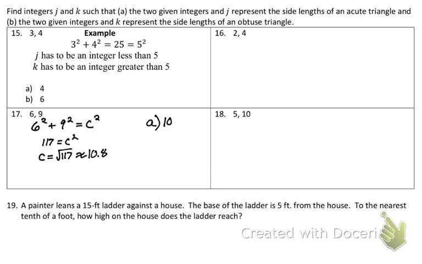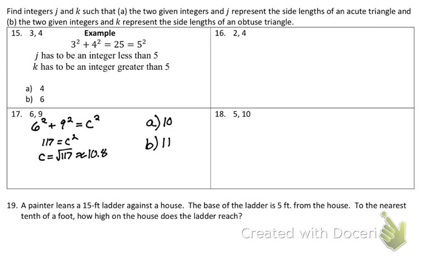Now, to make it obtuse, I need one that's slightly bigger. So I'm going to pick 11. But you could have picked 10.9. You could have picked 11.5. You could have picked 12. As long as it doesn't make a right triangle and it's bigger than what would make a right triangle. It'd be a right triangle if it was the square root of 117. That would make it a right triangle.